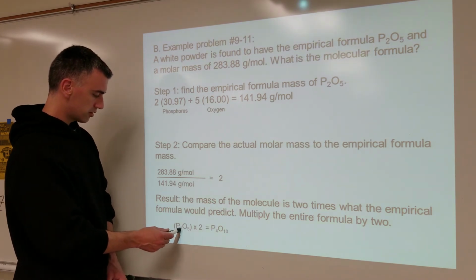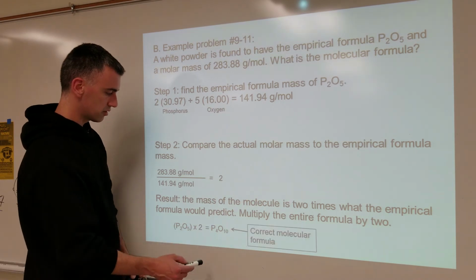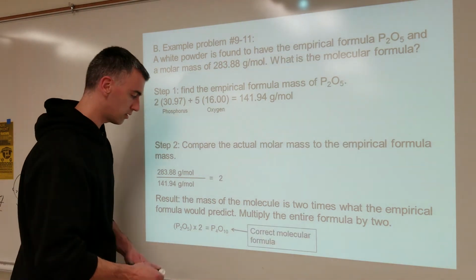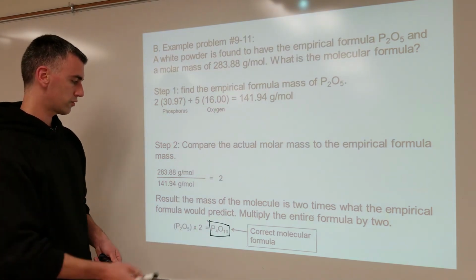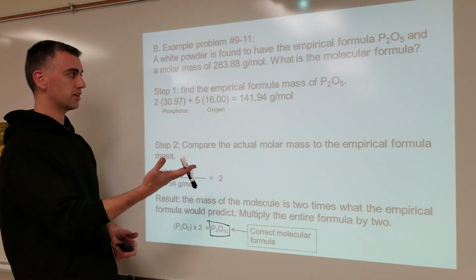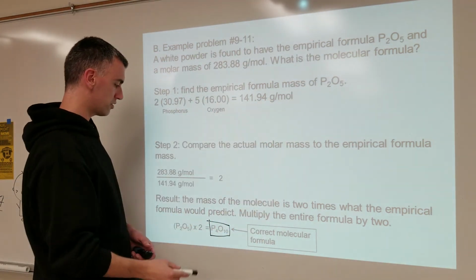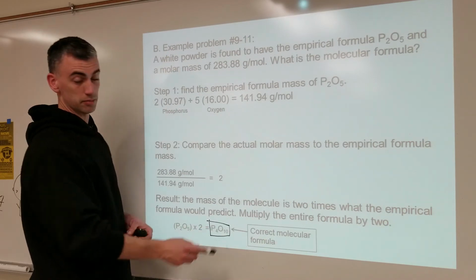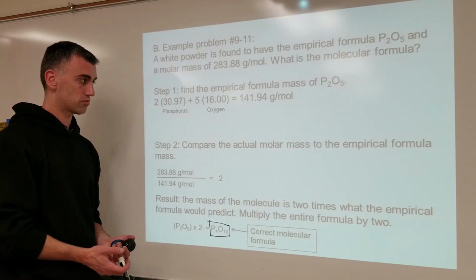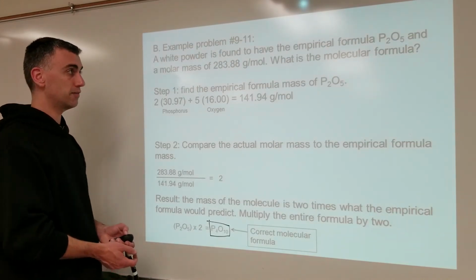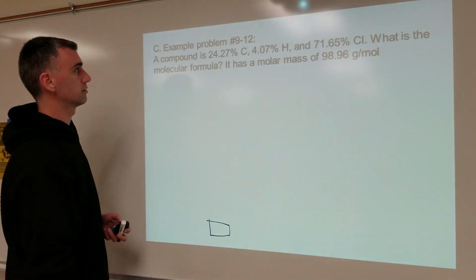So 2 times 2 is 4, 2 times 5 is 10. This would be the actual molecular formula right here. The formula is twice as big as the empirical formula because the actual molar mass is twice as big as you'd expect from the empirical formula. That's all you have to do if you're given the empirical formula already, but of course that doesn't always happen.